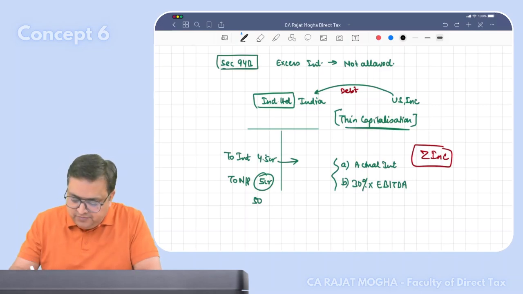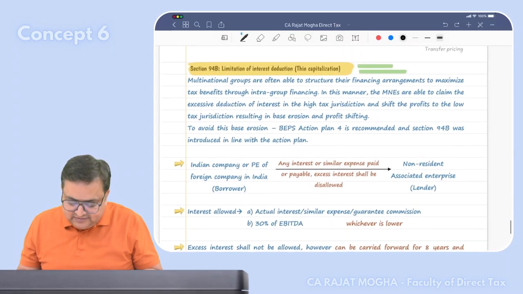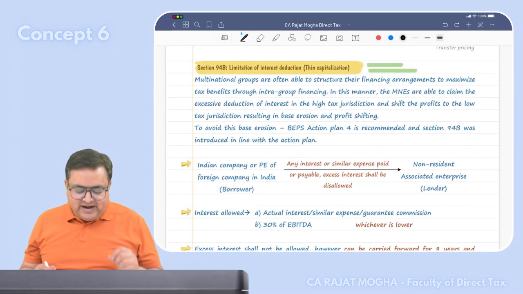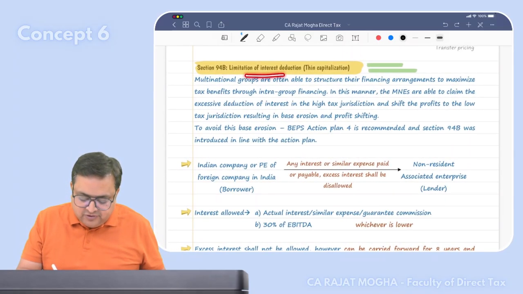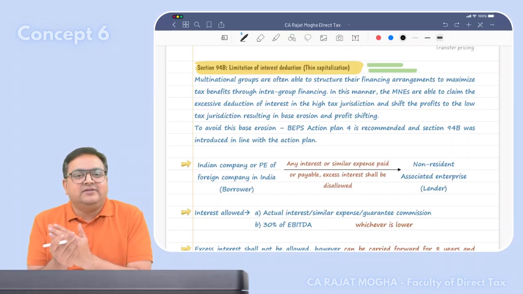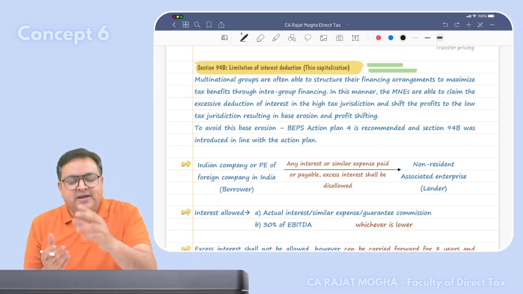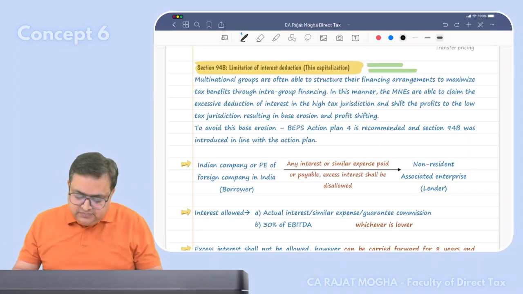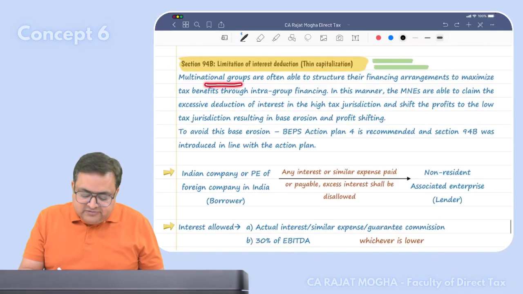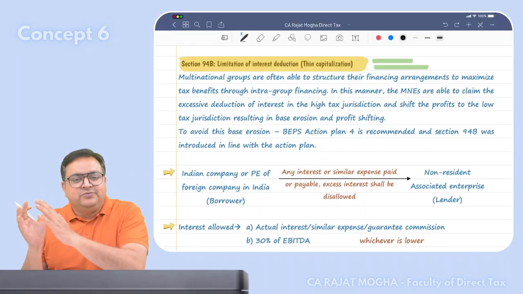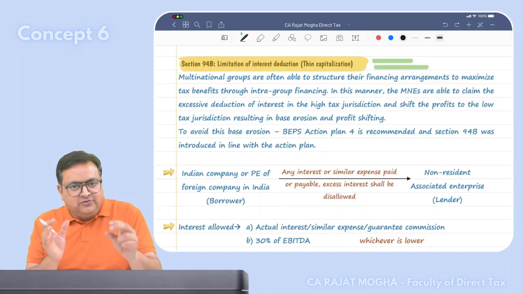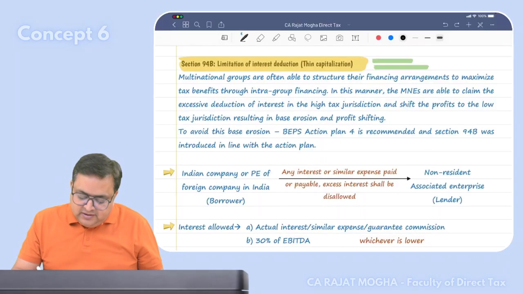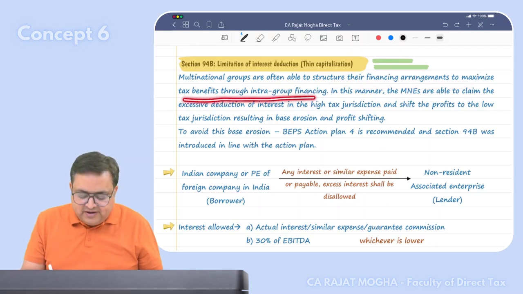There are a few more things in the section. First of all, let us understand till here. There is a section 94B, which says limitation of interest deduction: whatever you are paying to your associate enterprises, we will limit it. The concept is known as thin capitalization. It says multinational groups are often able to structure their financing. How? Less equity, more debt. They structure their financing arrangements to maximize the tax benefits through intra-group financing.